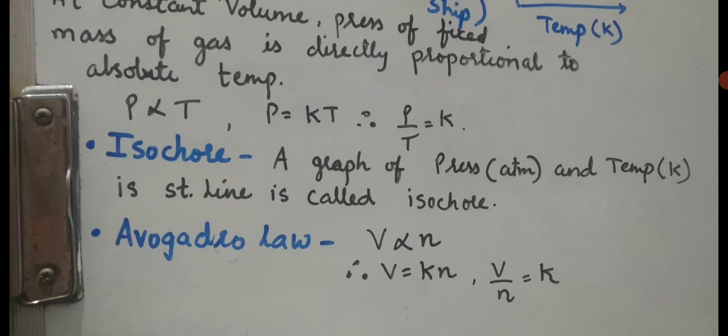The last point for today's part is Avogadro's law. This law says that the volume of a given mass of gas is directly proportional to the number of moles of the gas. The more the number of moles, the more volume it is going to occupy. Therefore, you get V is equal to K into N, and finally V upon N is equal to K.